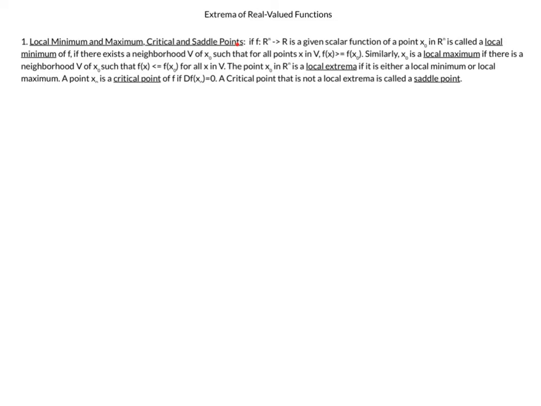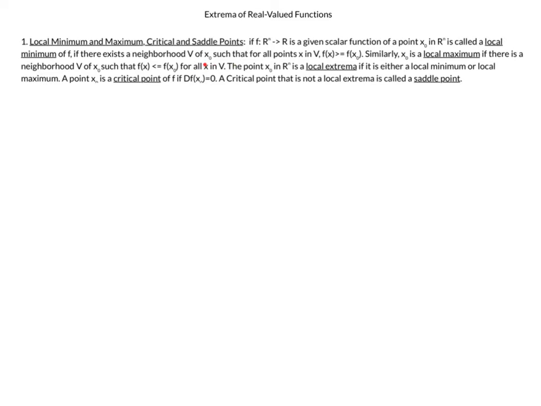So if we have a function f from Rn to R, so it produces a scalar, then a point x0 in Rn is called a local minimum of f if there exists a neighborhood V of x0 such that for all points x in V, f of x is greater than or equal to f of x0. So it's what we think of as the minimum. Everything else plugged into f gives you something greater. Similarly, it's a maximum if all the other points plugged into f give less than f of x0.